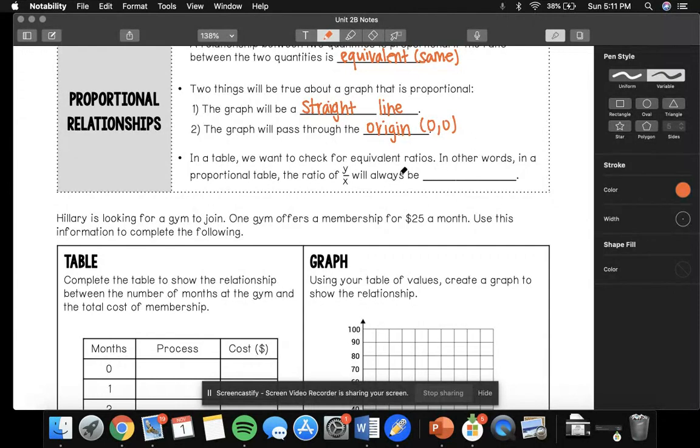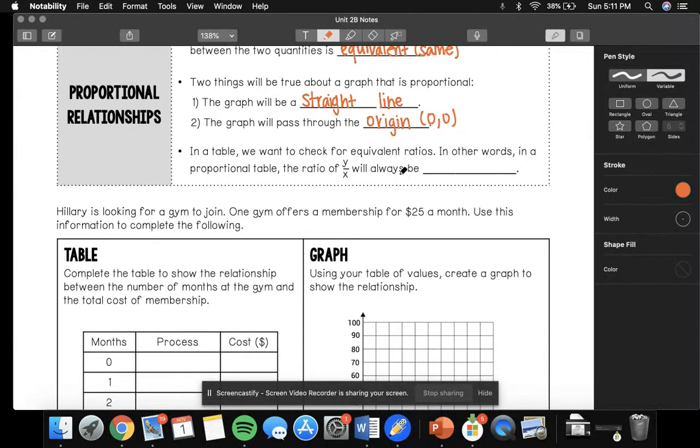Okay. If we're looking at a table, if we want to check for equivalent ratios, that would tell us if it's proportional or not. So in other words, in a proportional table, if we compare the ratio of y to x, it will always be equivalent or the same.